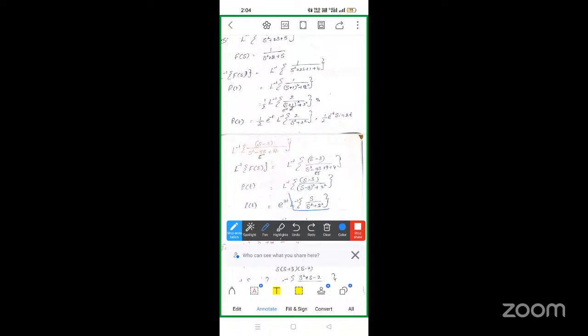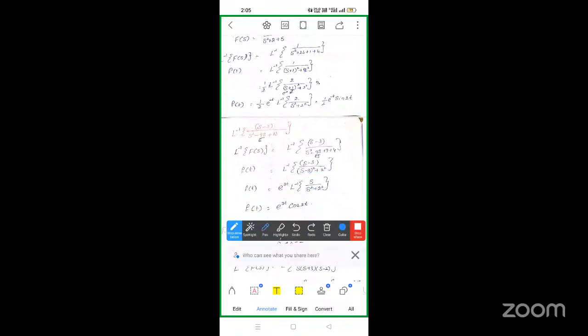So this is a direct formula. L inverse of s by s square plus a square is nothing but cos at. Here 2 is there, so cos 2t. So that is e power 3t into cos 2t. In case the denominator has a minus, L inverse of s by s square minus a square, in this case we are getting cosh at, the hyperbolic function.